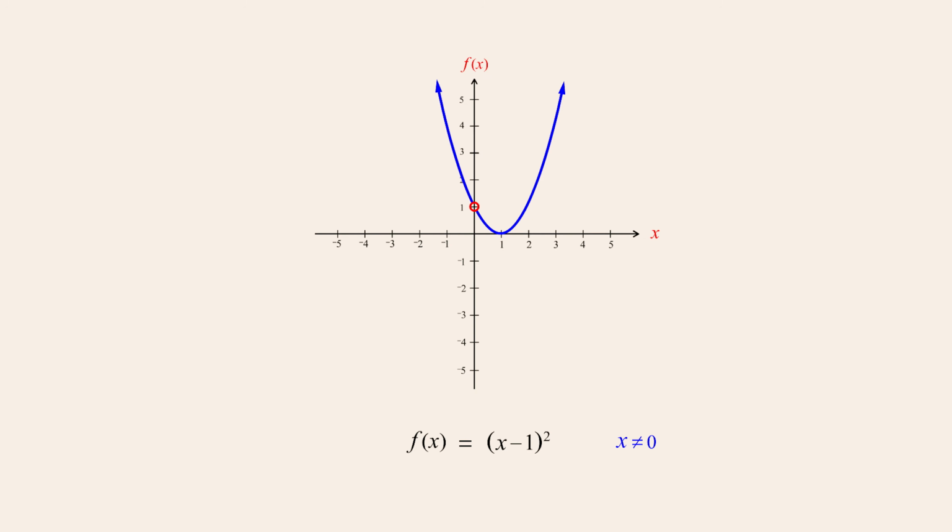For example, let's say that instead of the identical factors being x, the identical factors were x minus 3. In the same way that x over x is equal to 1 for all x values other than 0, x minus 3 over x minus 3 is equal to 1 for all x values other than 3. Therefore, these identical factors will not affect the parabola other than producing a hole at an x value of 3.